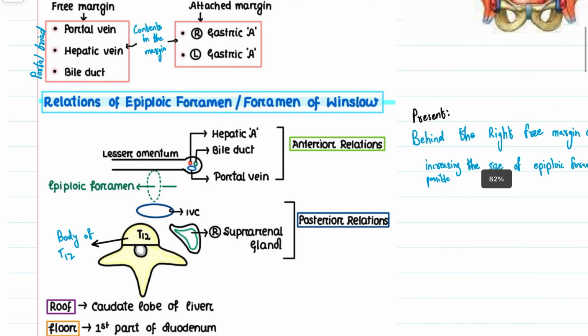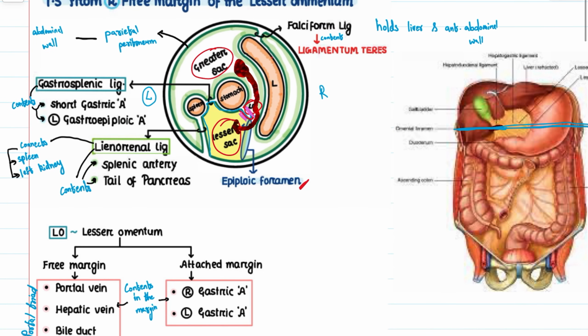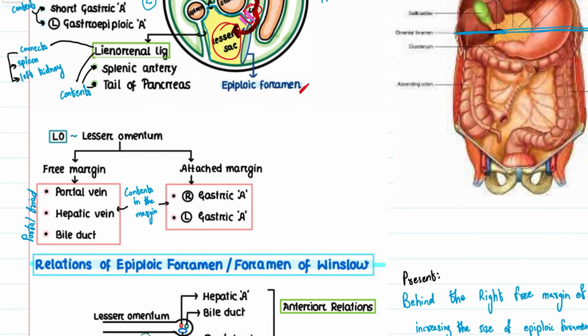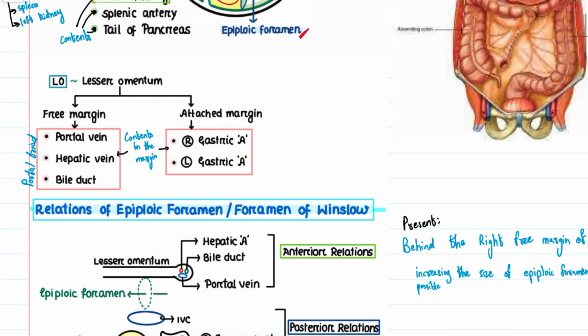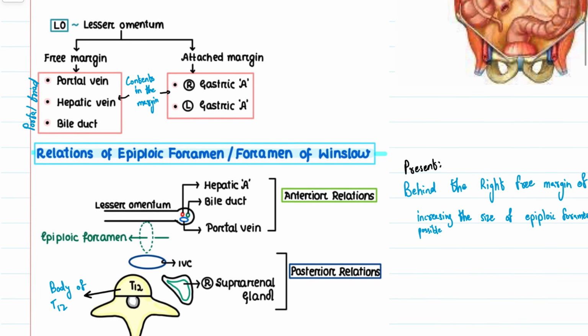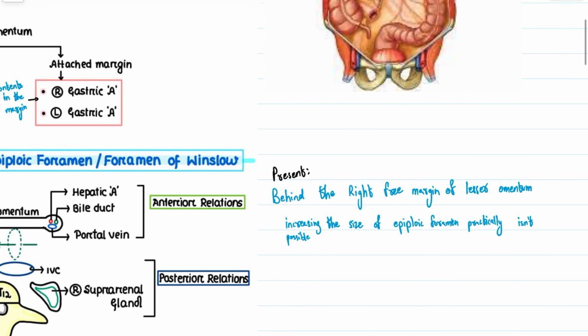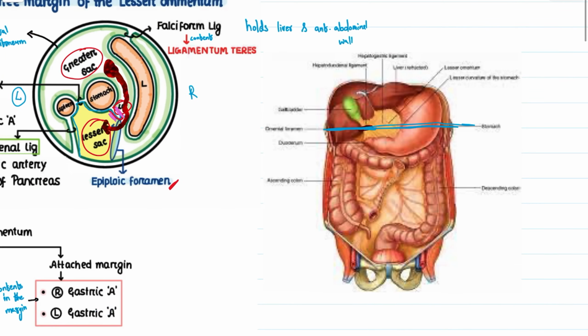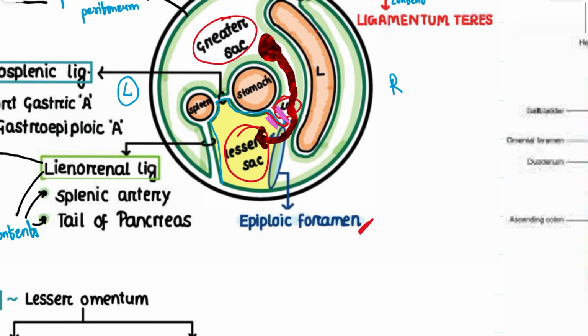And this hernia is not that easy to treat, because this epiploic foramen is present behind the right free margin of the lesser omentum, and during these hernias, the viscera has to be pulled out. For that, the foramen has to be increased in size, right? But increasing the size of the epiploic foramen is practically not possible. Why is that so? Because you see, on the top and on the right hand side of this foramen is the liver itself.